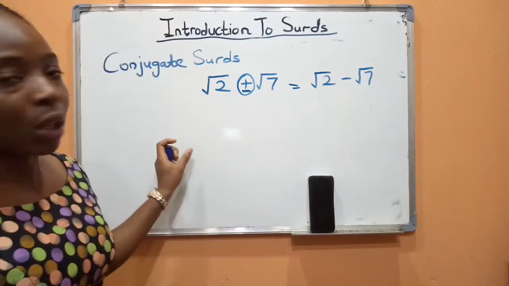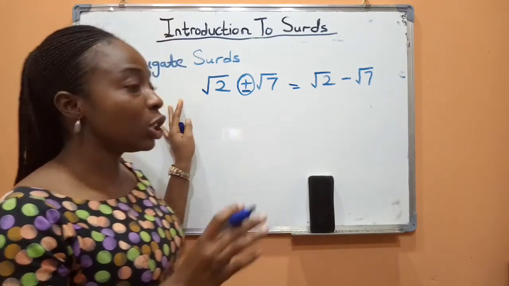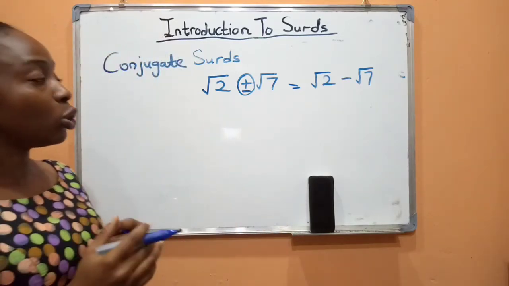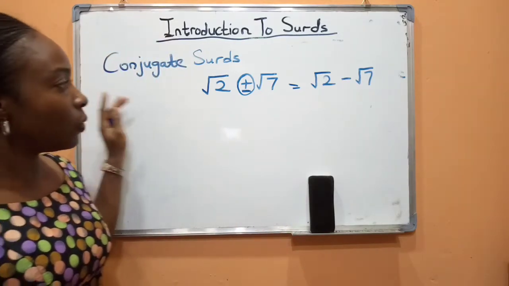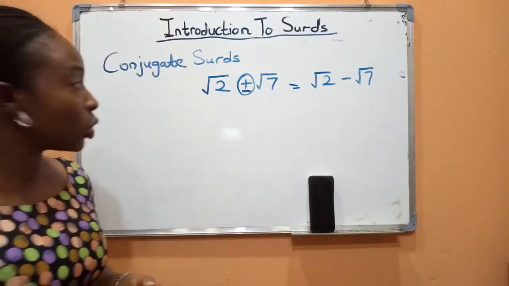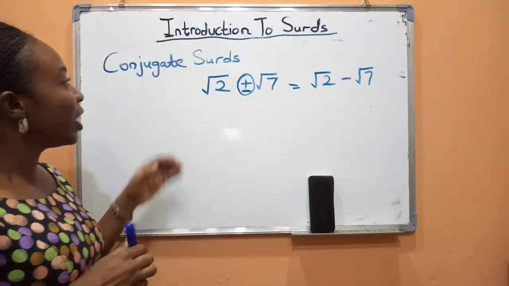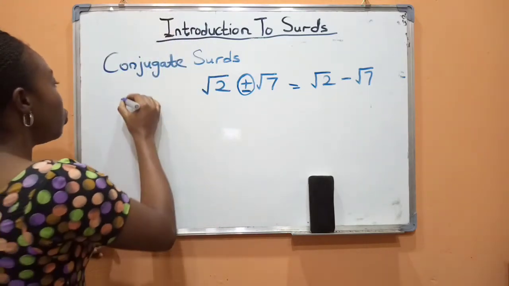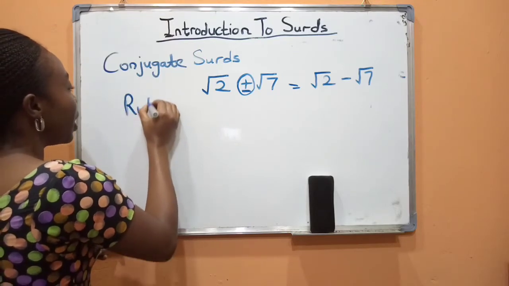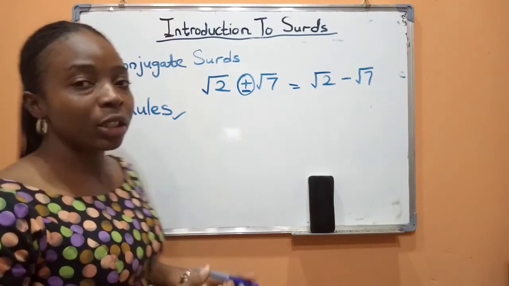So this is it for now. There are many more surds, but I would like to stop here. At least this will be useful when we begin to solve mathematical problems involving indices. So now that we know what surds are and their types, the next thing we are going to be looking at are the laws, or rules rather, the rules guiding the operation of surds, okay?